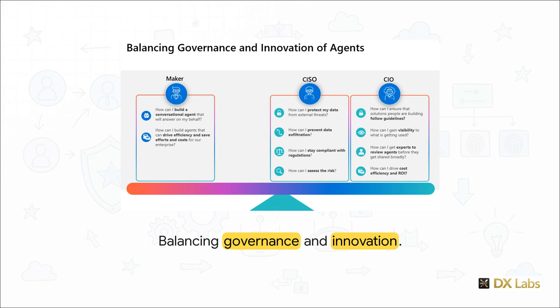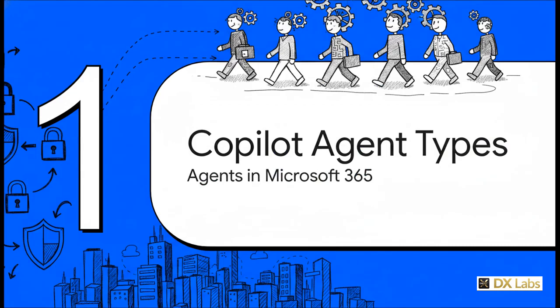On one side of the scale, you have the maker, your end users or developers. They are focused entirely on innovation. They want to drive efficiency and save costs by building cool, automated things. But on the other side, you've got the CISO and the CIO, and they are demanding data protection, compliance with regulations, and very strict risk assessment. Your ultimate objective as an IT admin is to balance that scale, ensuring that innovation happens, but only within a secure, compliant framework.